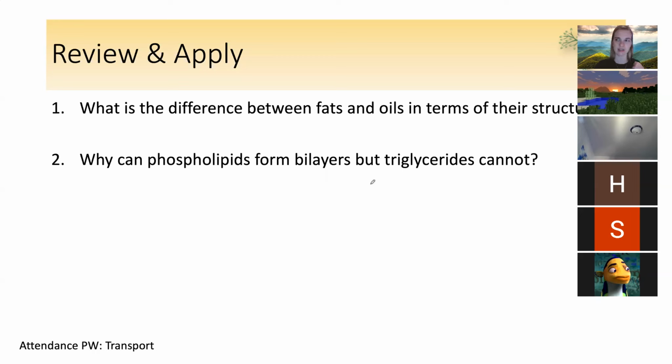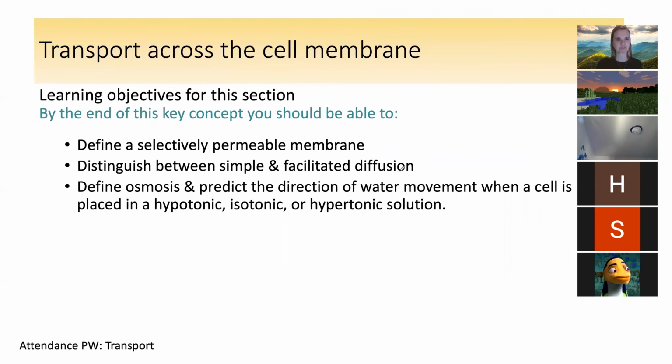So a hint here is look at their structure. How are they built? And how does that allow for the formation of bilayers in one and not the other? And you're welcome to post your answers to these in like the Ask It basket, and then you guys can communicate with each other. I can chip in. Just a good place to kind of have those discussions.